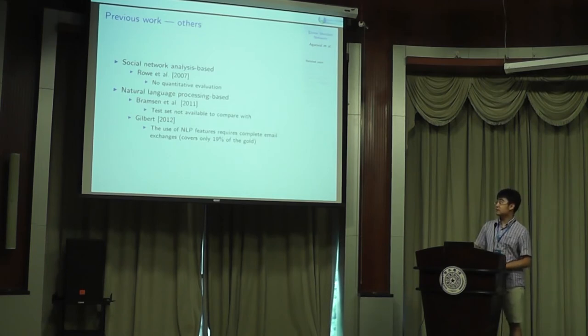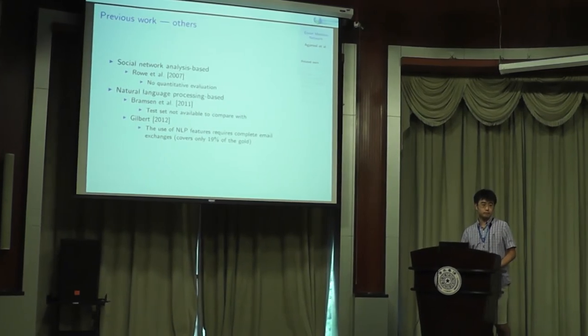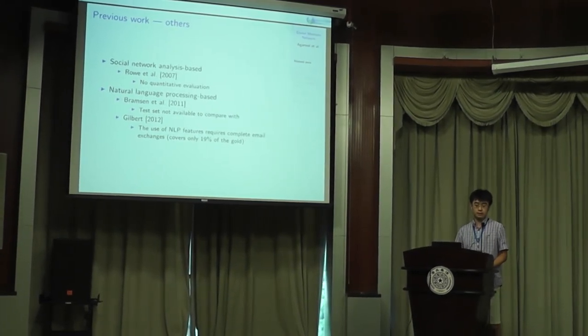Natural language processing based, Bramson et al. 2011, the limitation is that they do not have a test set, so we weren't able to compare our system with theirs. Gilbert 2012, because they were using NLP features, their system can only make prediction if they have the complete email exchange between two people, which is the case for only 19% of the gold standard.